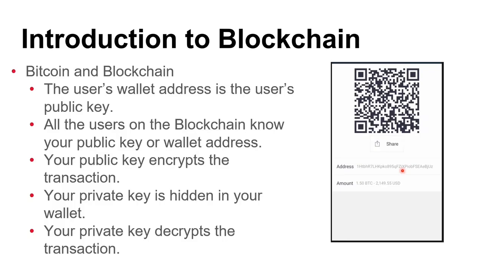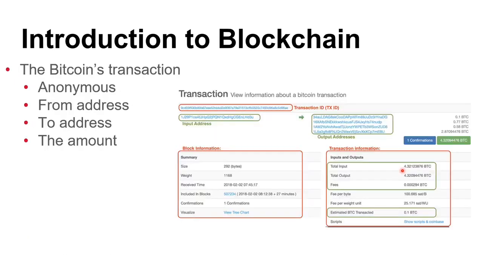In order to decrypt a transaction, you need what's called your private key, and your private key is hidden within your wallet. Your private key decrypts the transaction. So it's what we call two-key encryption. And we can see here again the anonymity of a Bitcoin transaction.